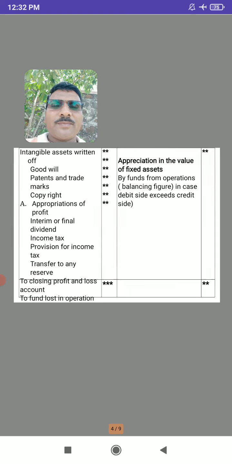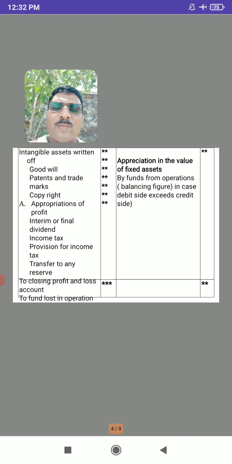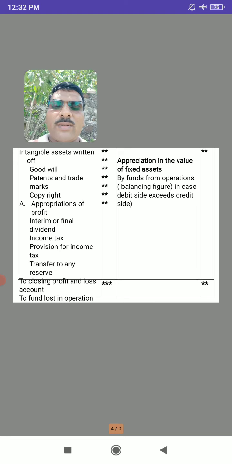And finally, the other things: intangibles written off, goodwill written off, patent rights written off, copyright, and appropriation of profit, that is interim or final dividend, income tax, provision for income tax, transfer to reserve, and lastly we are taking the closing profit and loss account.